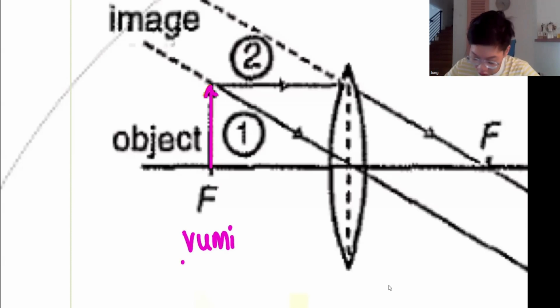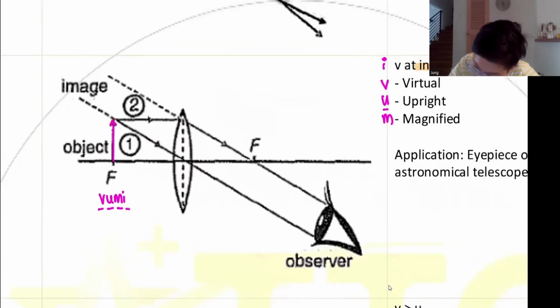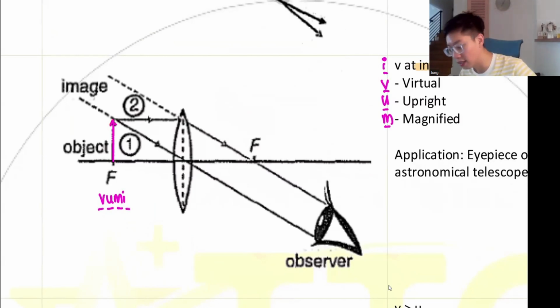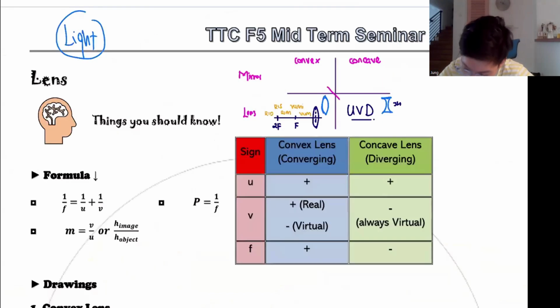Okay. Now what is VUMI? VUMI stands for virtual, upright, magnified, and I stands for infinity. So this is virtual, upright, magnified, infinity, VUMI. So you know that infinity also has something to do with telescope, which is very far, right? Yeah, so this is what I do to teach my students. So you roughly know what you want. Alright, so then these two you cross, you will get your mirror already.